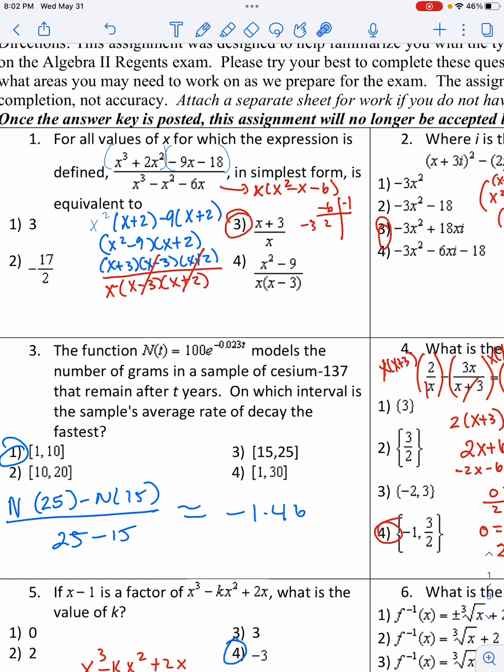As you can see in red, I factored out the x, leaving us with this trinomial here. Factors of -6 that add up to -1 are -3 and 2. Don't forget to bring down the x times x minus 3, x plus 2. Cancel out what is the same top and bottom, and we're left with x plus 3.